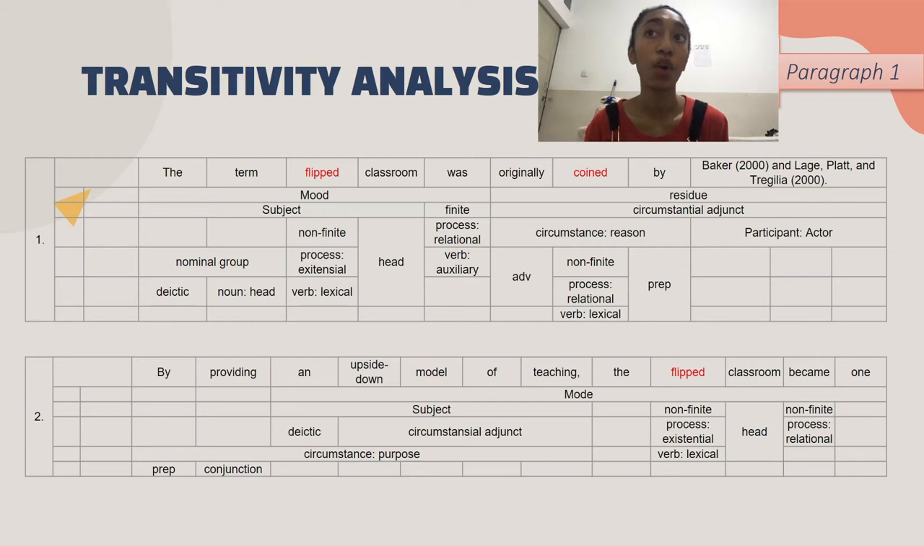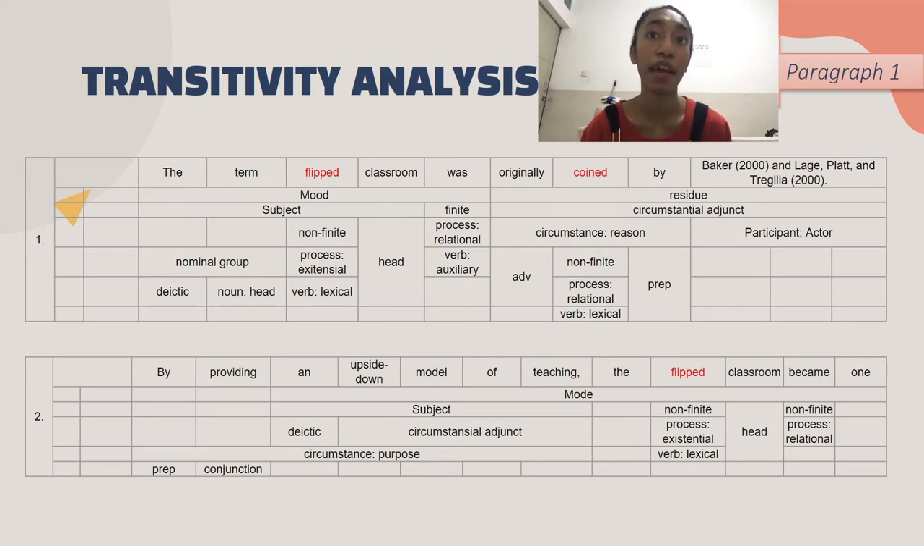And then originally coined by Baker is the residue. All of the residue is a circumstantial adjunct, and then originally coined by is the circumstance, a reason. Originally is an adverb, coin is non-finite, the process is relational, the verb is lexical, by is a preposition, and Baker is the participant actor.